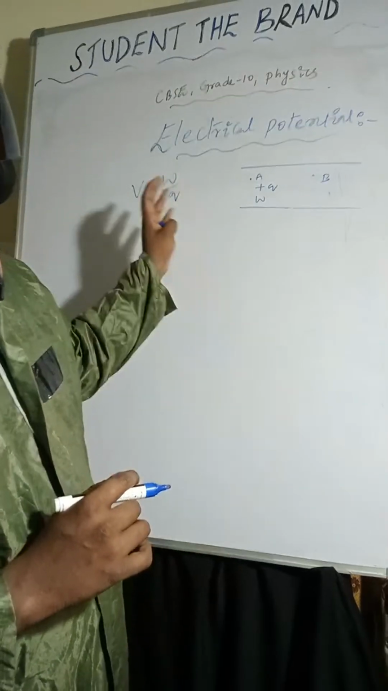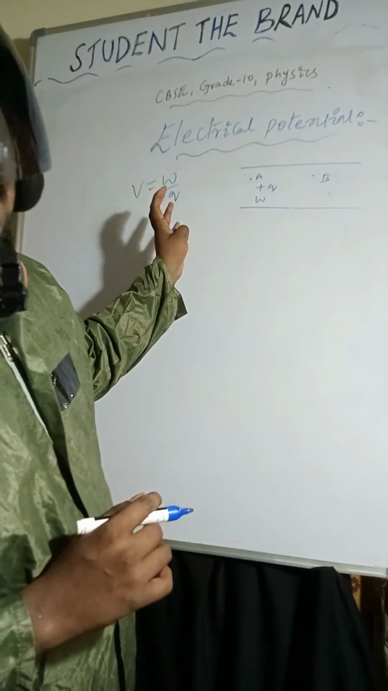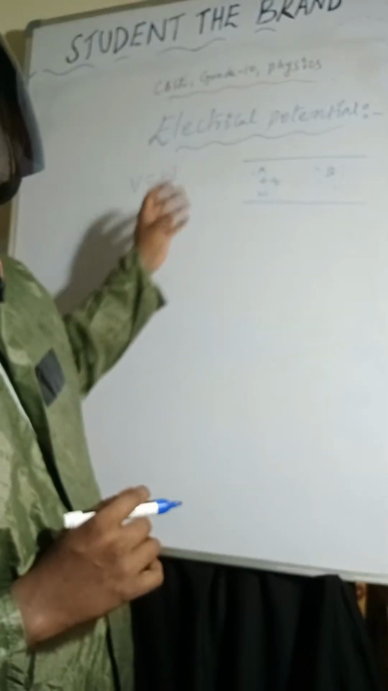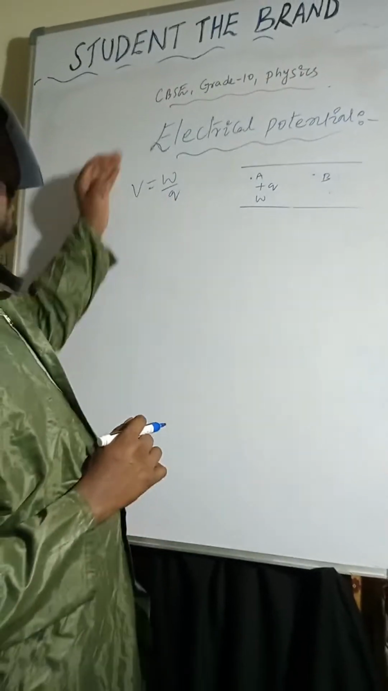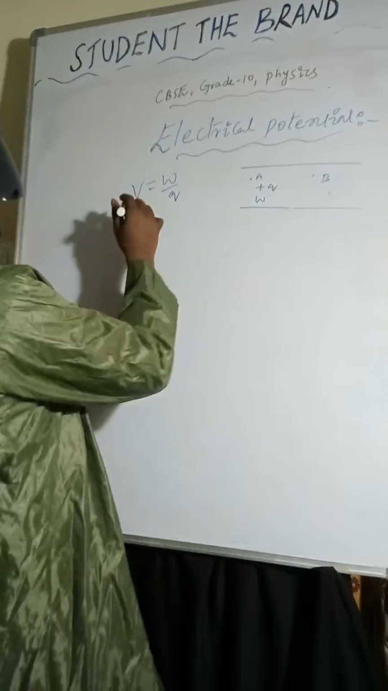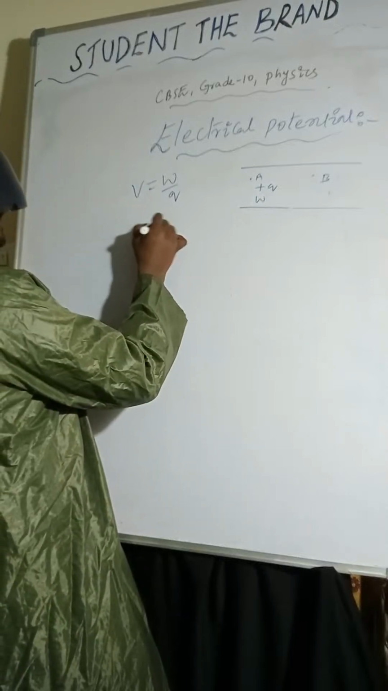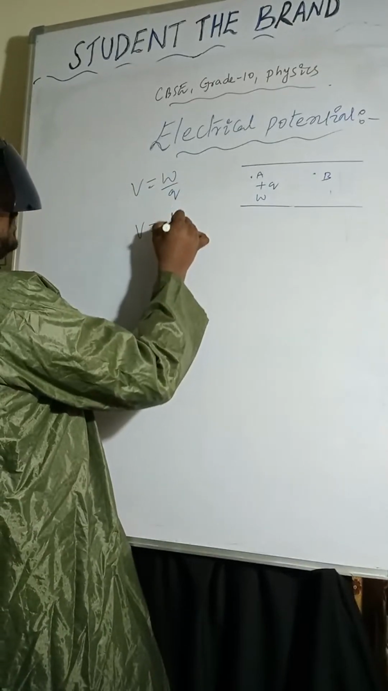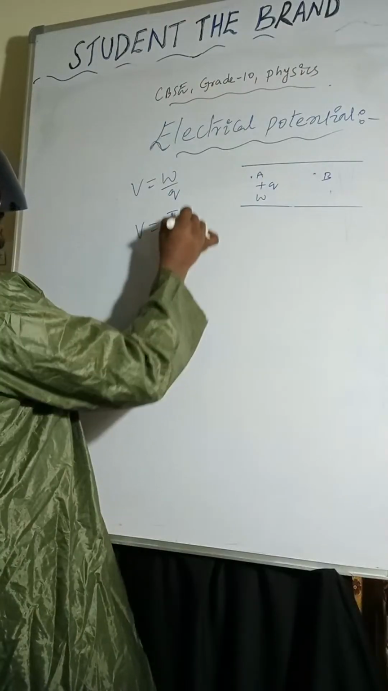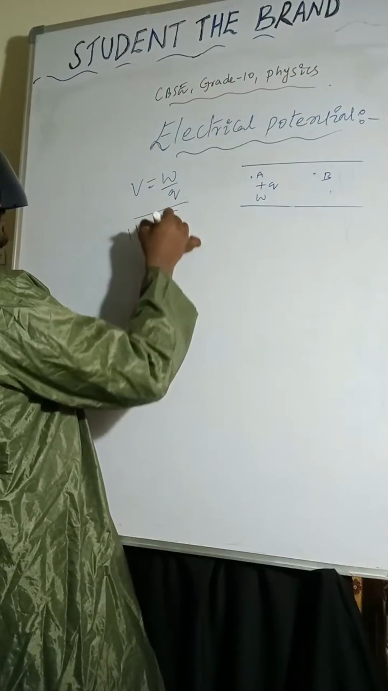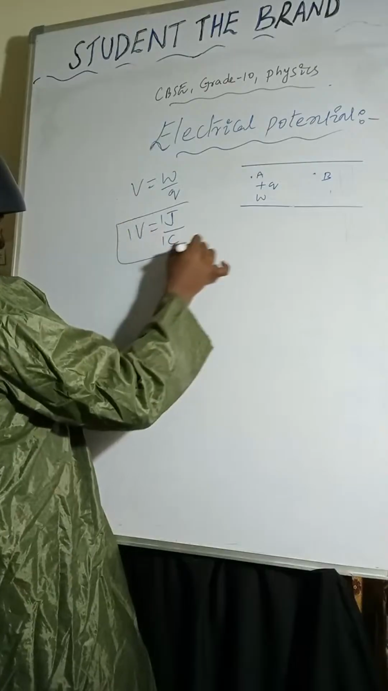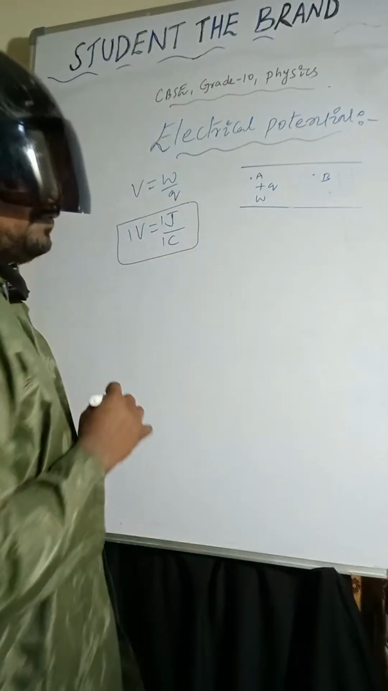So here you can see V equal to W by Q. The SI unit of potential difference is volt. The SI unit of work is joule. The SI unit of charge is coulomb. So 1 volt equals 1 joule of work done to bring 1 coulomb of charge.